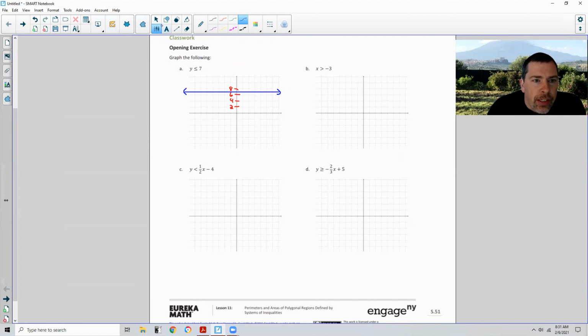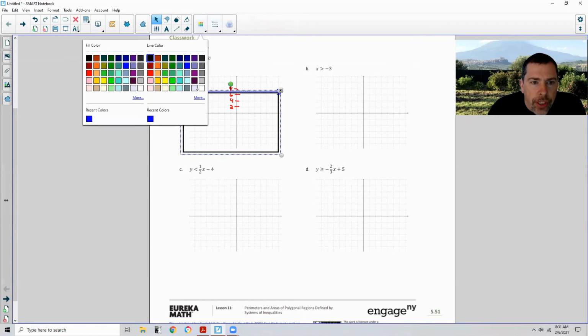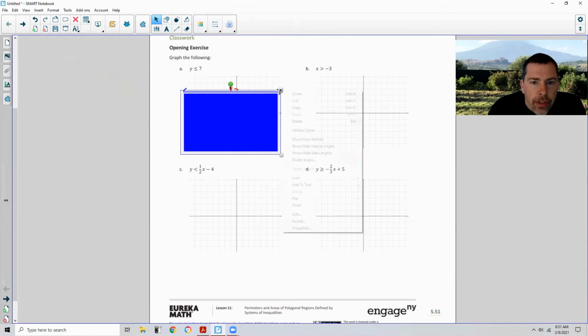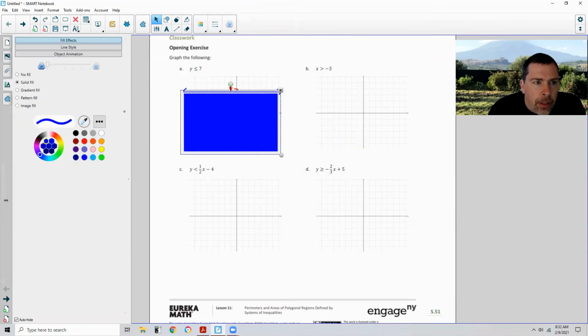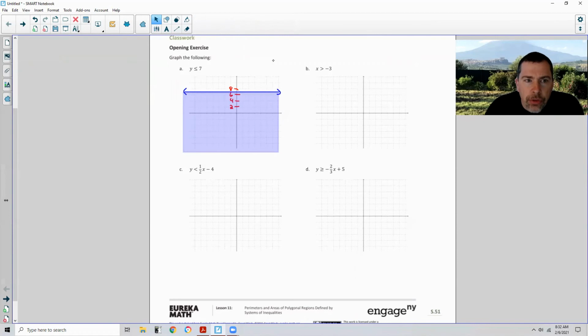So in order to shade that, I need to create a box like so. And then I'm going to shade it. And let's use blue, fill color blue. And then if I go to properties, I make it a little see-through. So there is what you should have for the graph of y is less than or equal to 7.